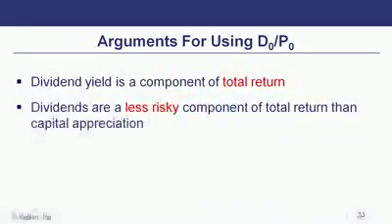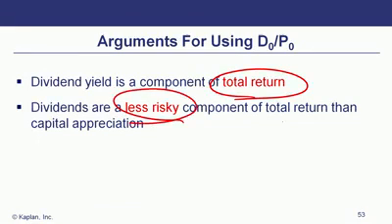So what about dividend yield? Arguments for using dividend yield. Dividend yield is just dividend divided by price. We're just looking at the yield, how much cash flow I'm getting from the dividend over what I'm actually paying in price. It's a component of total return. And why would we use it? It's a less risky component of total return than capital appreciation, the actual increase in price, right?